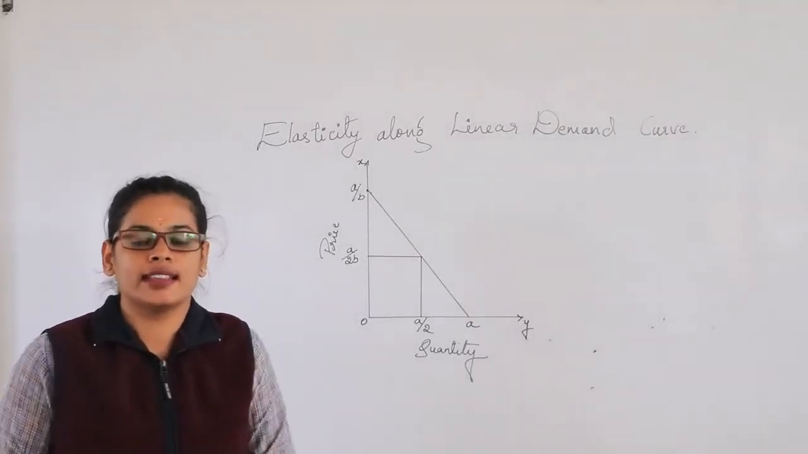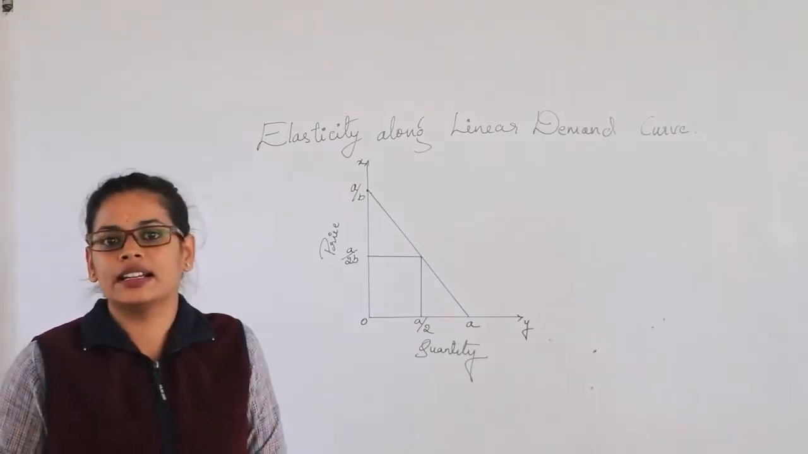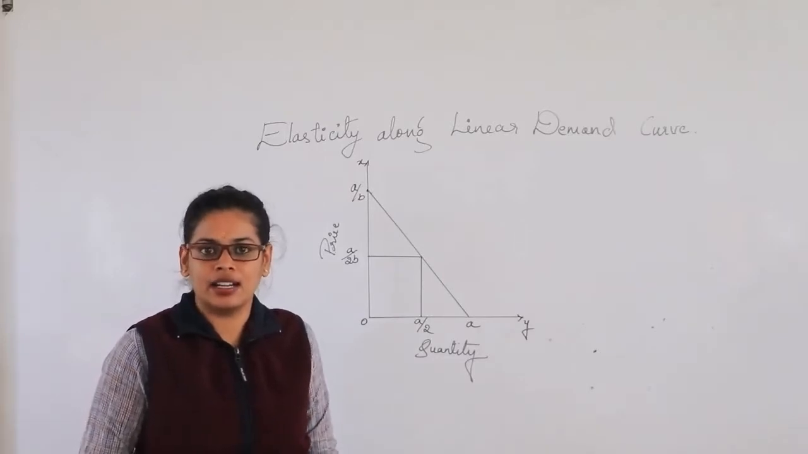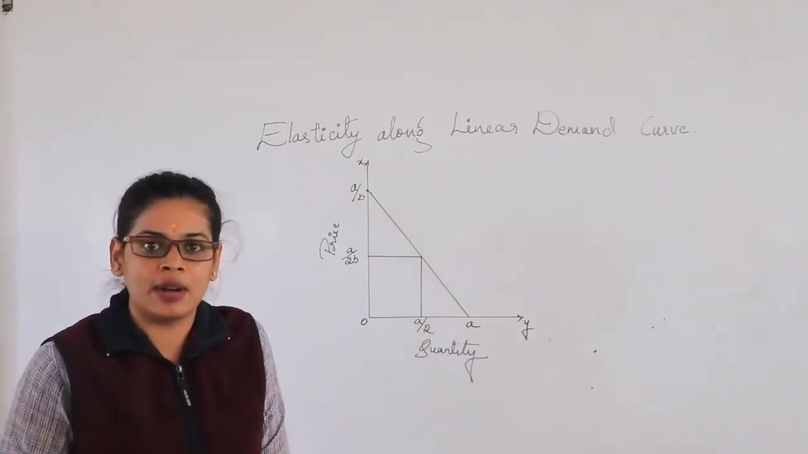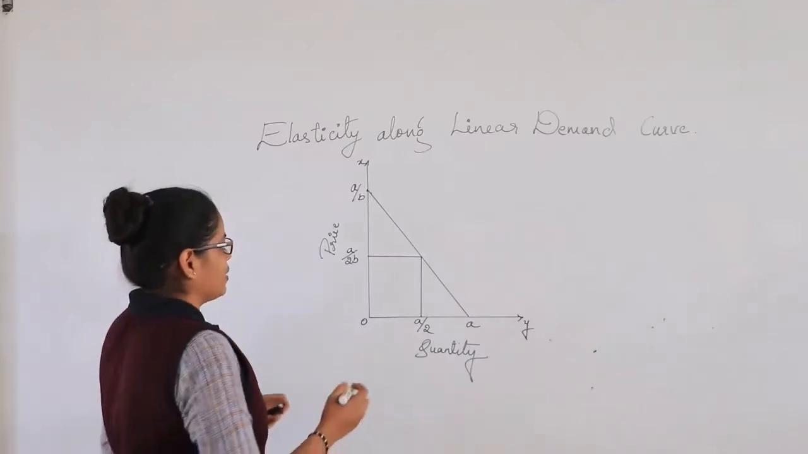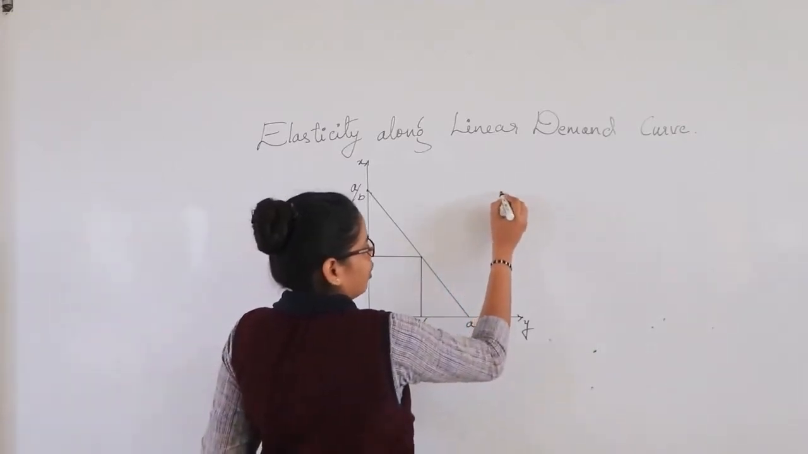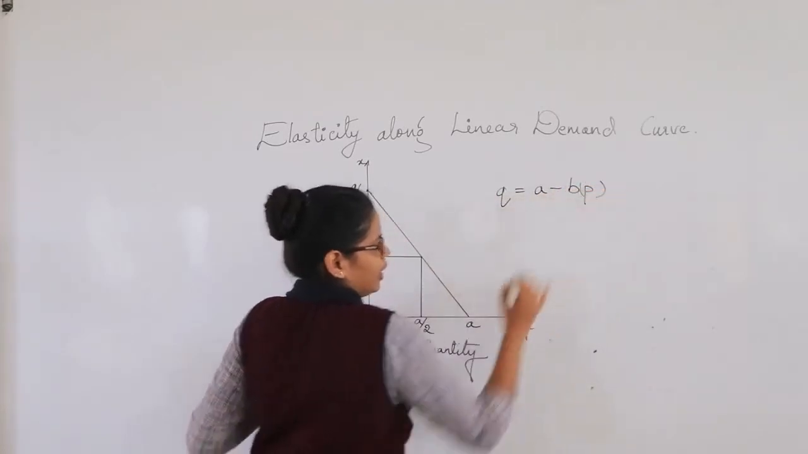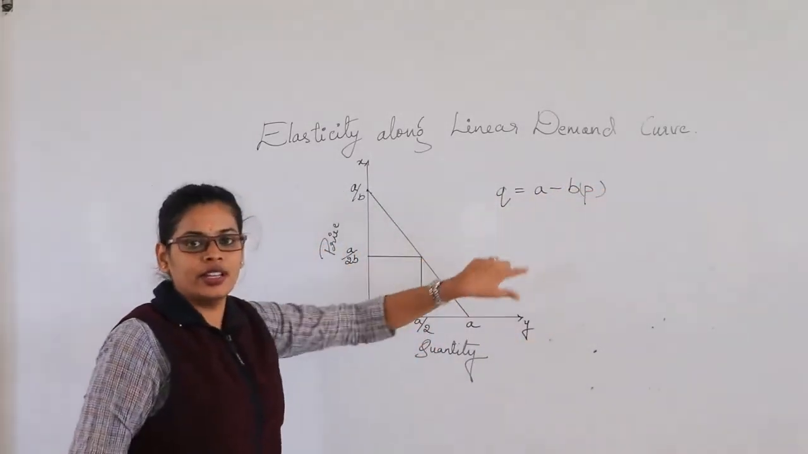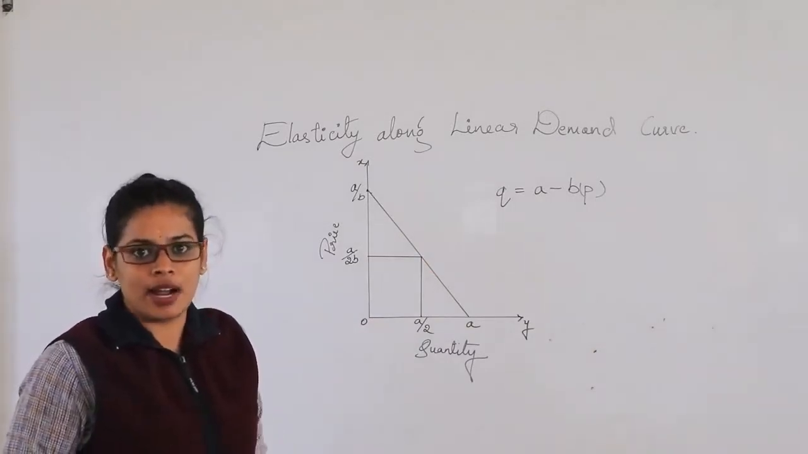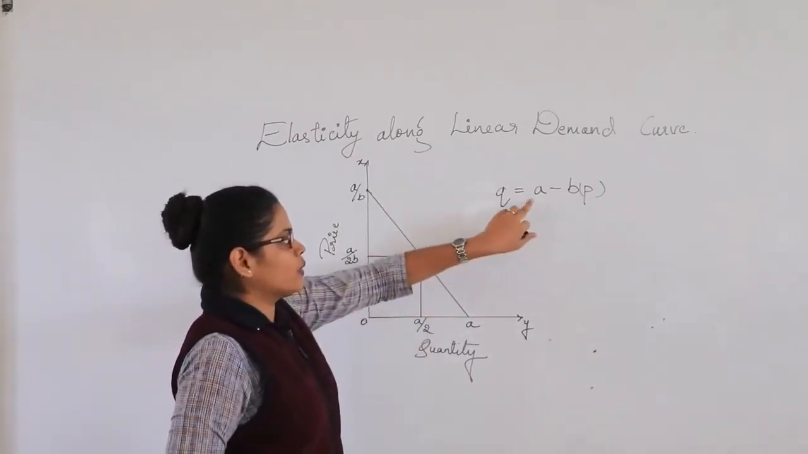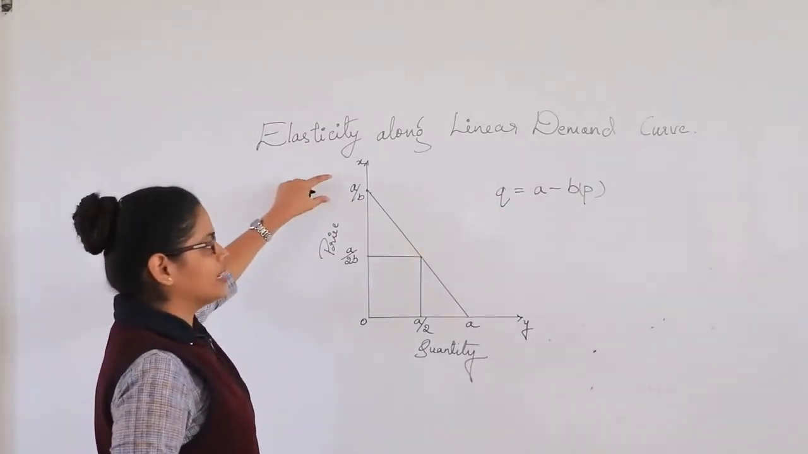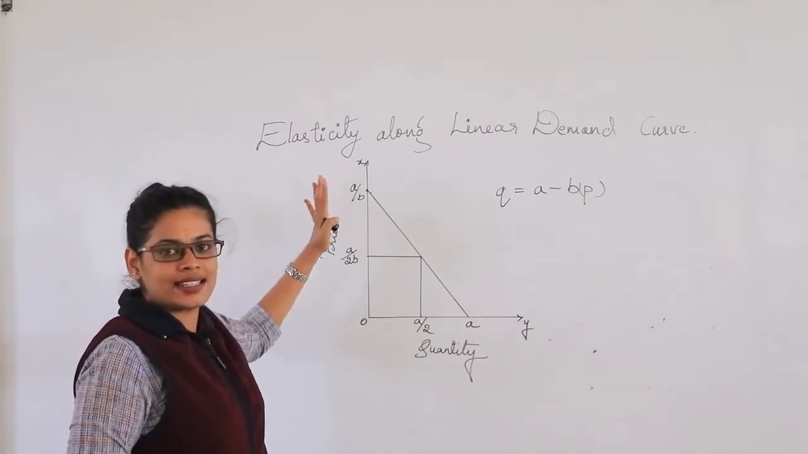Today we will be discussing the elasticity along the linear demand curve. In our previous classes we discussed what a demand curve is and why it is called a linear demand curve. In the last class we even saw an equation, Q is equal to A minus B P. With the help of this equation we were able to draw the demand curve, and here we are again utilizing the same equation to better understand elasticity.